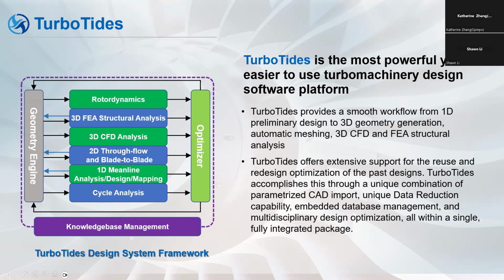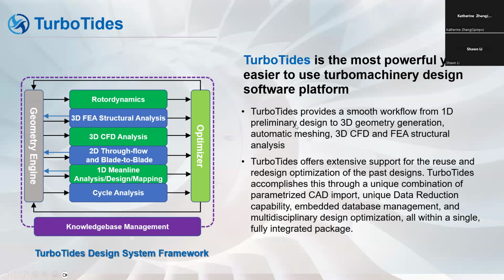So what's special about TurboTides, as opposed to our competitors, is that every step of the design process is all contained within a single program, which can easily transfer data from one stage of the design process to the next. Each step in the design process has its own module, starting with the 1D module, then our 3D geometry module, CFD, FEA, and so on. And the data flow between each one of these is all managed by a separate central database, which also allows us to optimize and do full-featured multidisciplinary optimization.